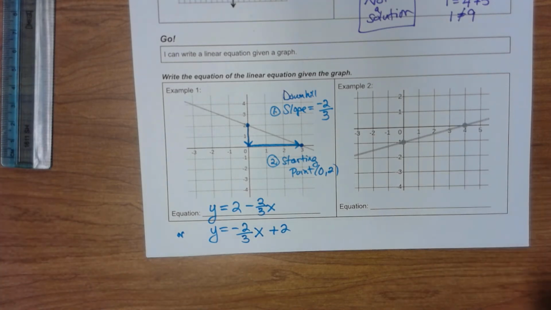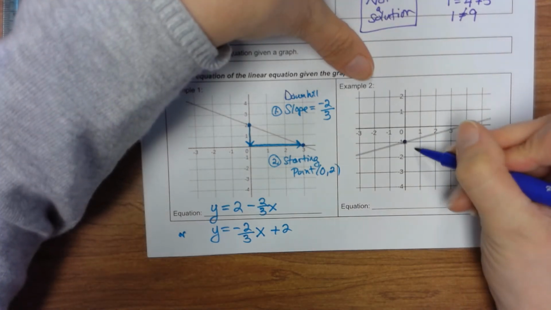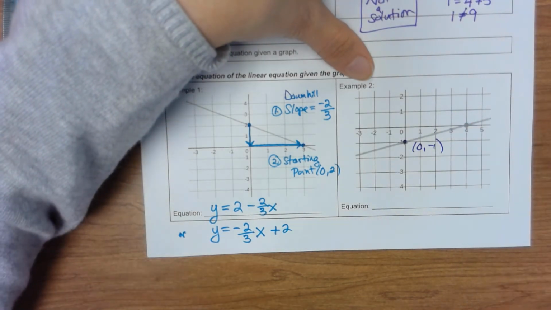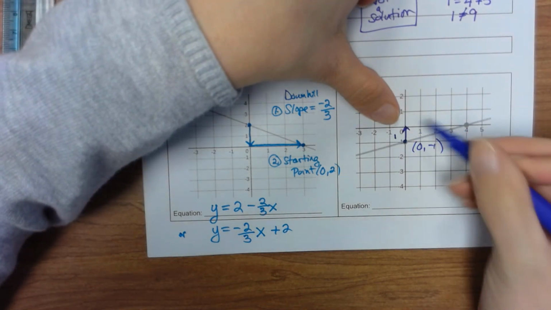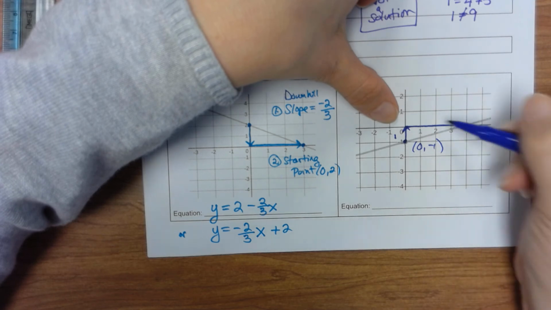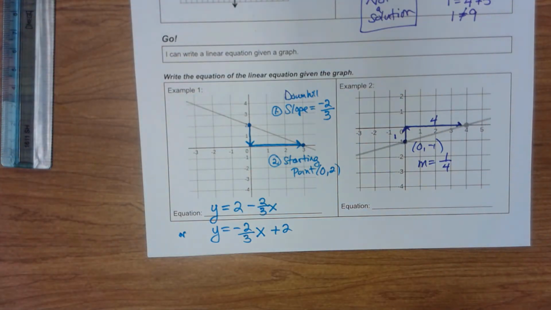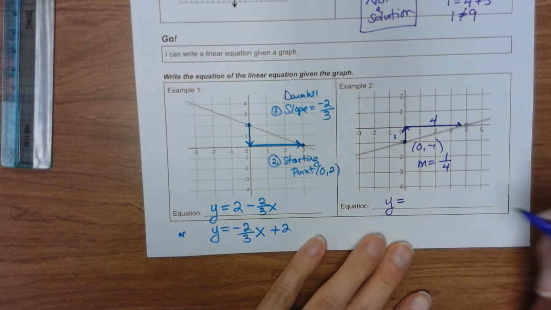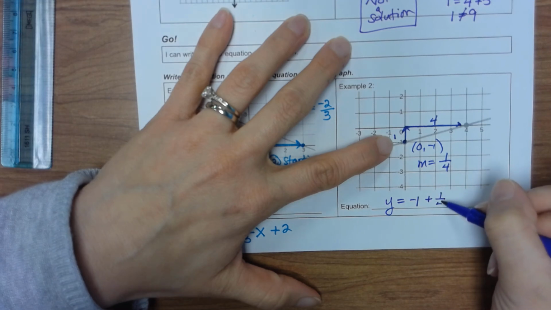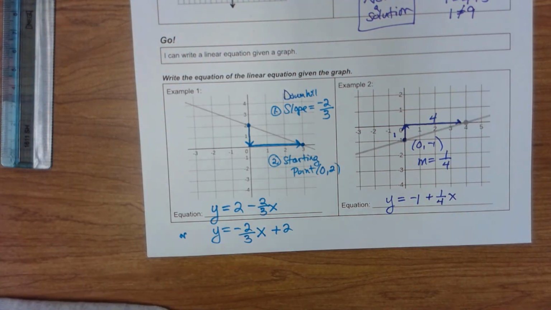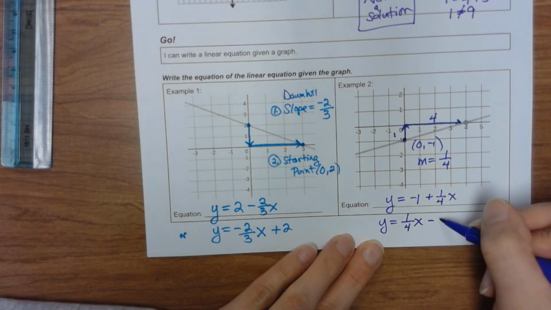Okay, and here's one more. Write the equation of the line. I notice the starting number right there is 0, -1. The other thing we need is the slope. So we're going to rise up 1 and over 4. So the slope is 1/4. So the equation of the line, y equals -1 plus 1/4 x. Or what we could do is write 1/4 x minus 1.